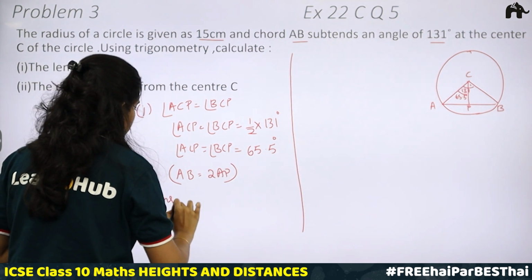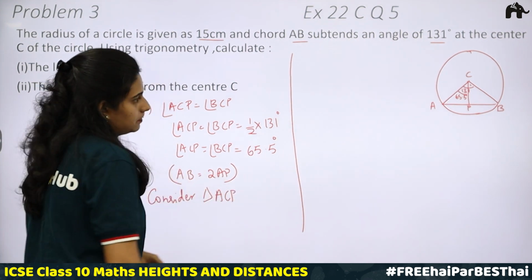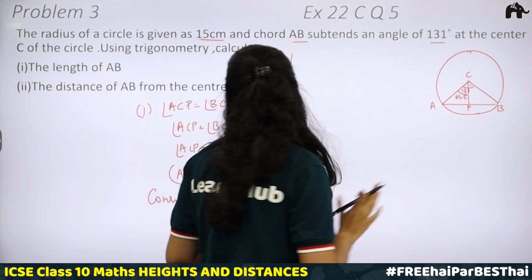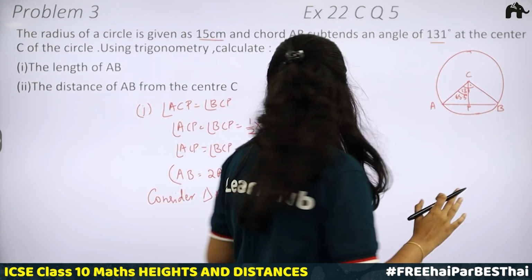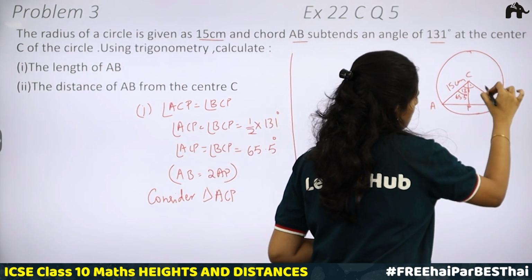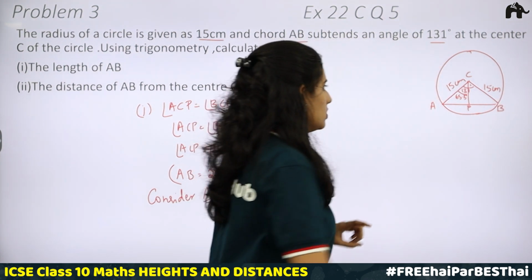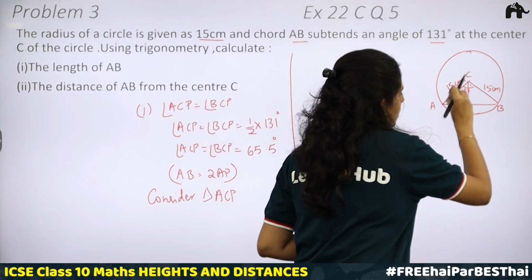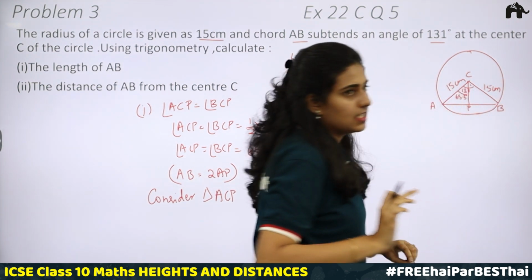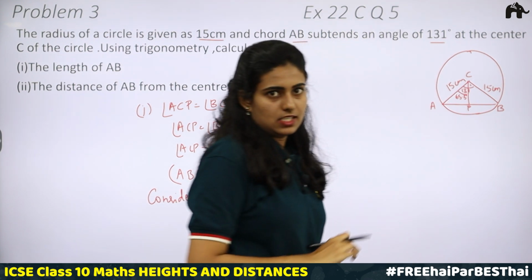Consider triangle ACP. It is given that the circle's radius is 15 centimeter, which means AC is 15 centimeter and BC is also equal to 15 centimeter. AC is the radius. What is radius? From the center to any point on the circle, when you draw a line, it is the radius. So this AC is 15 centimeter.